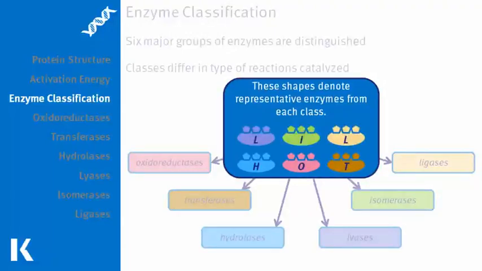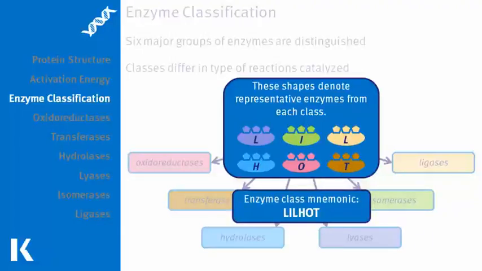If you're a bit intimidated by all these enzyme classes, don't worry. Calvin has a pretty great mnemonic to help you remember the 6 classes. Lil hot. Ligases, isomerases, lyases, hydrolases, oxidoreductases, and transferases. Keep this mnemonic in mind when you study so you can integrate these enzyme types into your memory.